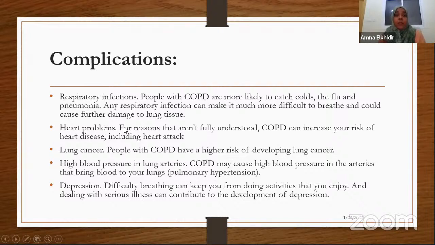There is an increased risk of heart problems with COPD, like heart attacks, and there is a risk of lung cancer. Also, there is an association between COPD and pulmonary hypertension and depression, because difficulty in breathing can keep them from doing their activities, and serious illnesses can contribute to the development of depression.